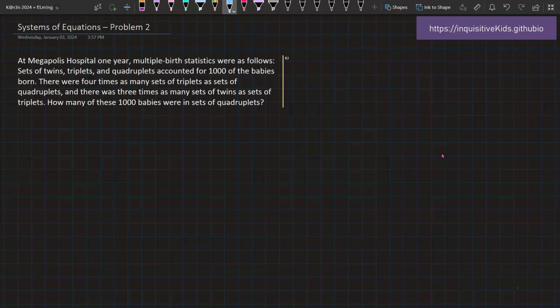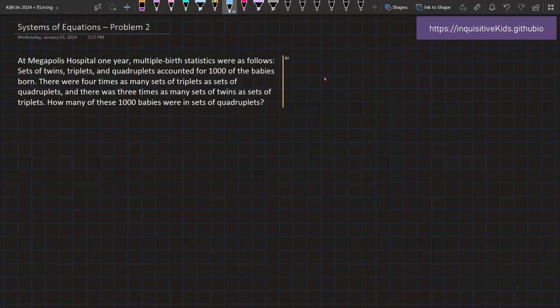Problem 2. At Megapolis Hospital 1 year, multiple birth statistics were as follows. Sets of twins, triplets, and quadruplets accounted for 1,000 of the babies born. There were 4 times as many sets of triplets as sets of quadruplets, and there were 3 times as many sets of twins as sets of triplets. How many of these 1,000 babies were born in sets of quadruplets?